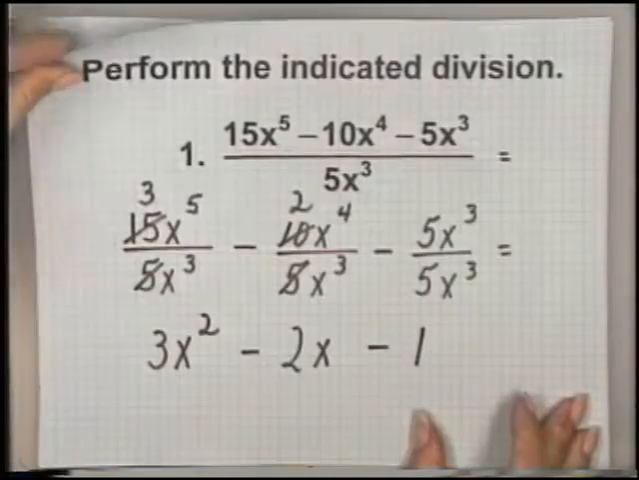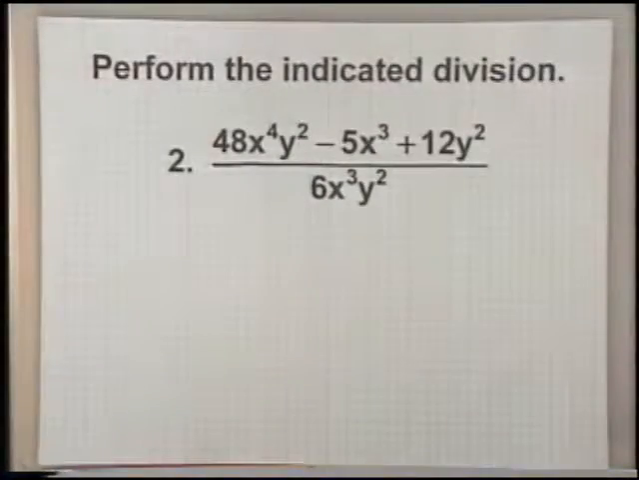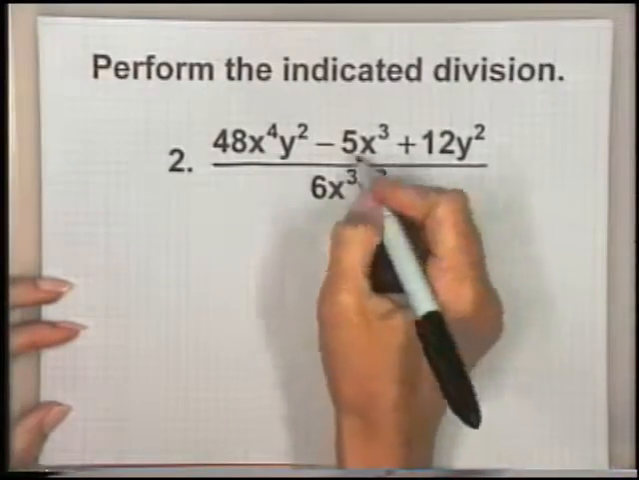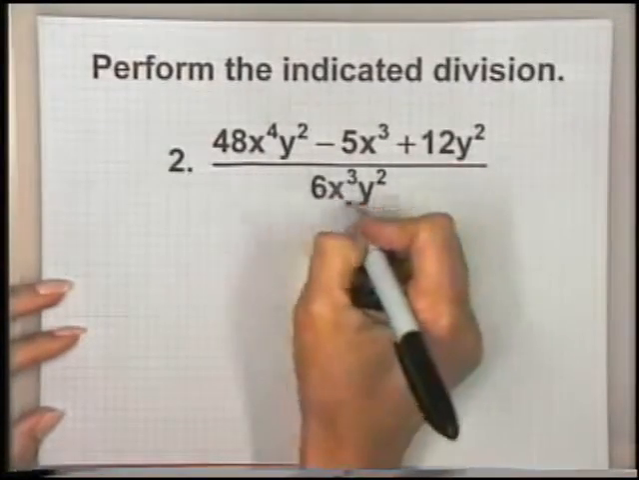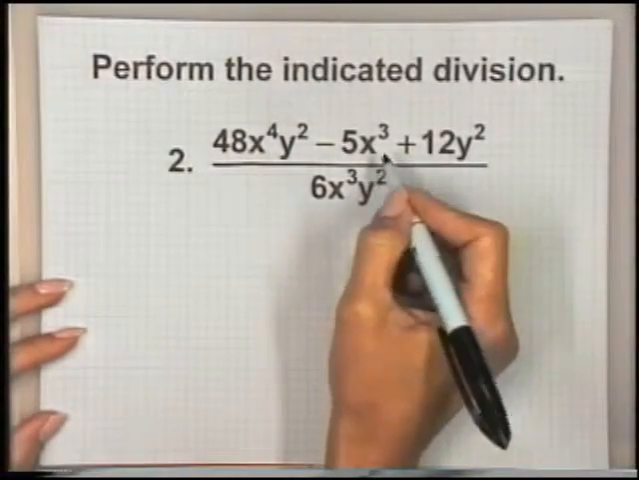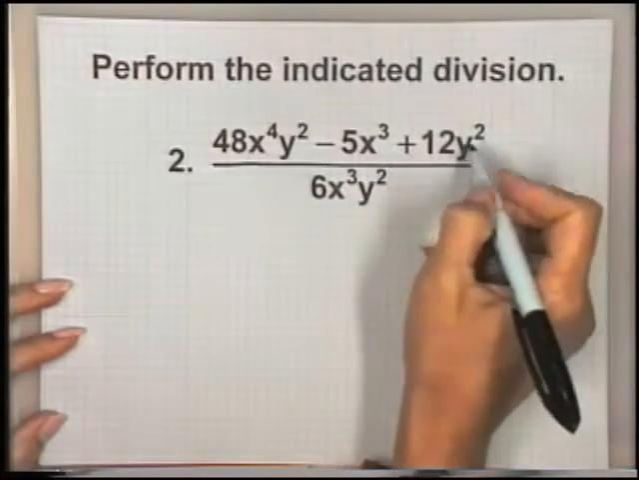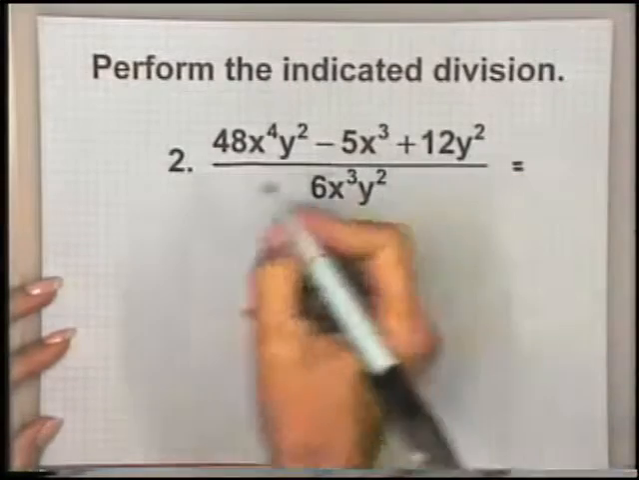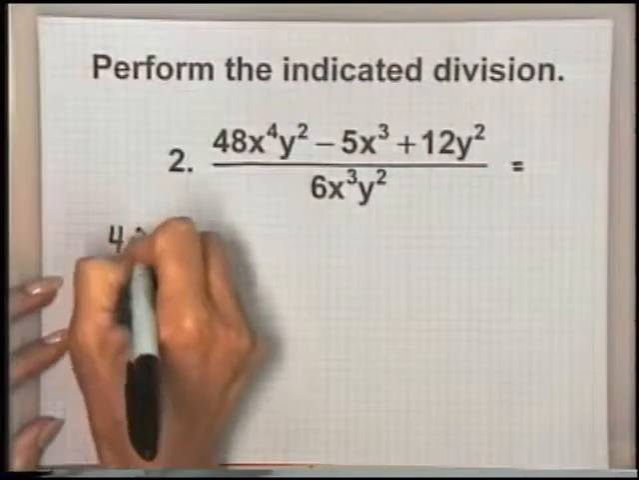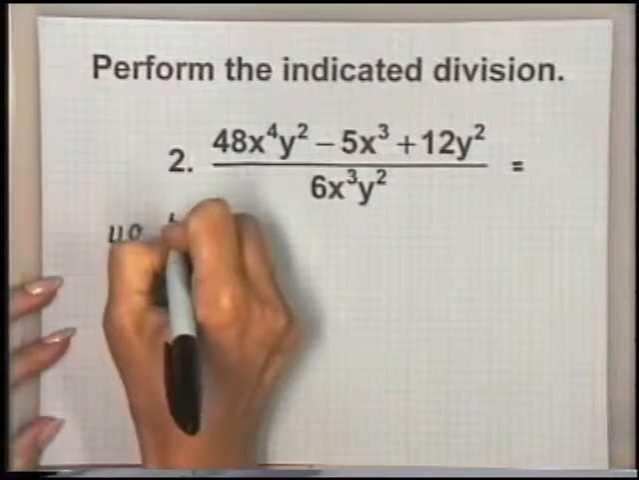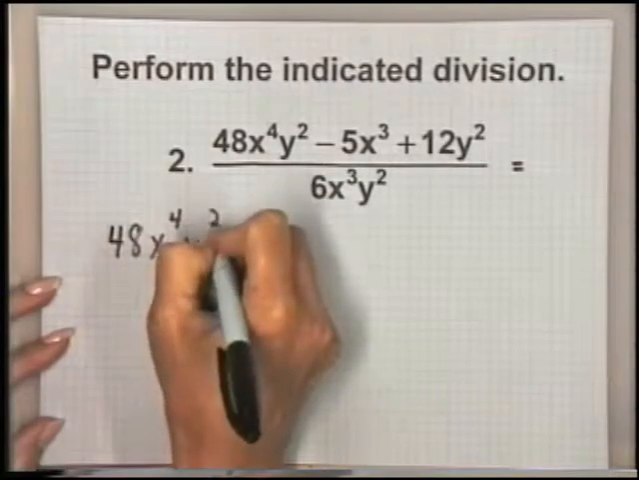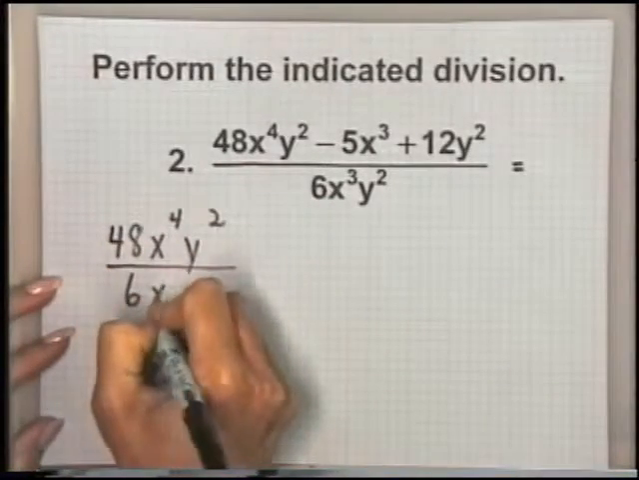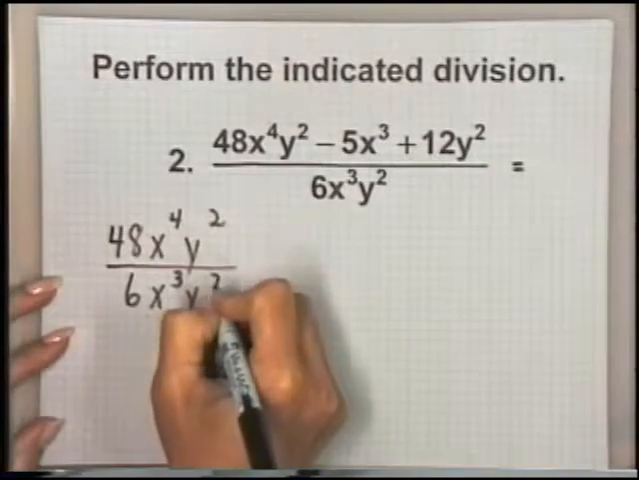Now let's look at problem number 2. I have a polynomial divided by a monomial. Once again, since I have one term in the denominator, I may write each of the terms in the numerator over my term in the denominator to perform this division. So I will have 48x to the 4th y squared over 6x cubed y squared.